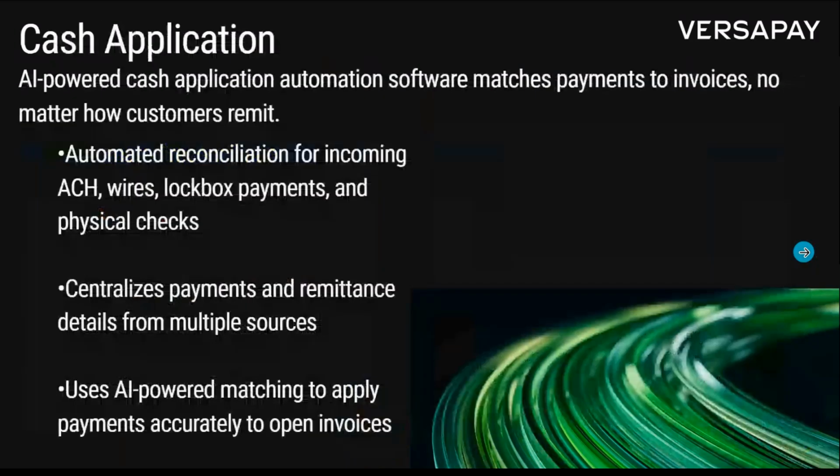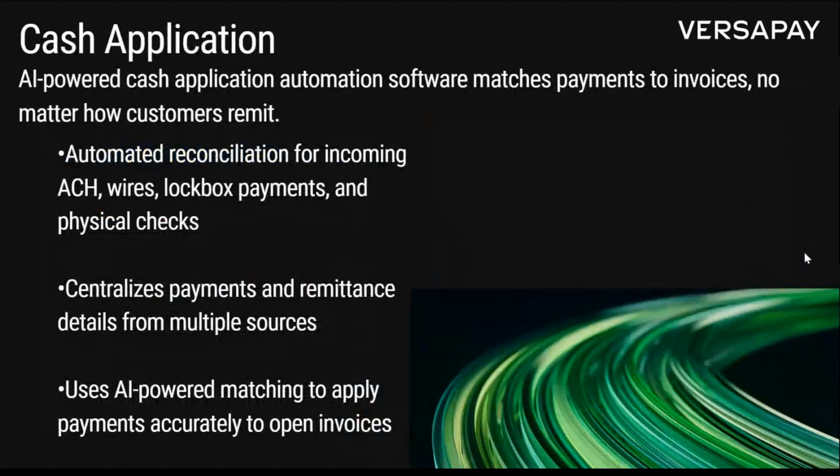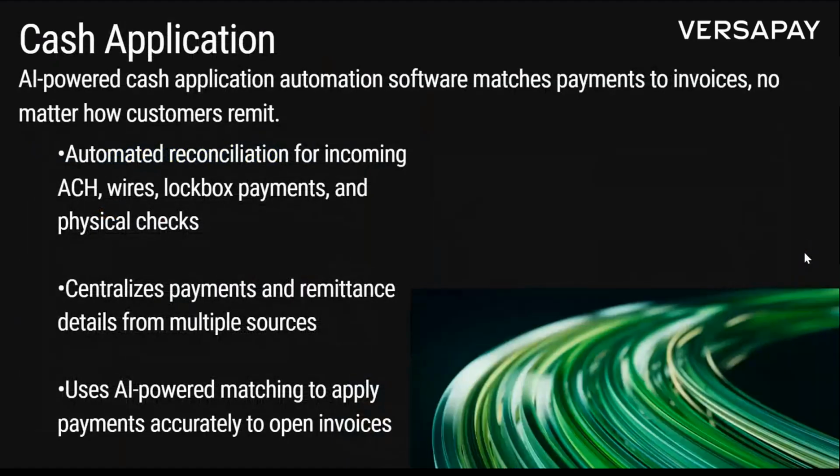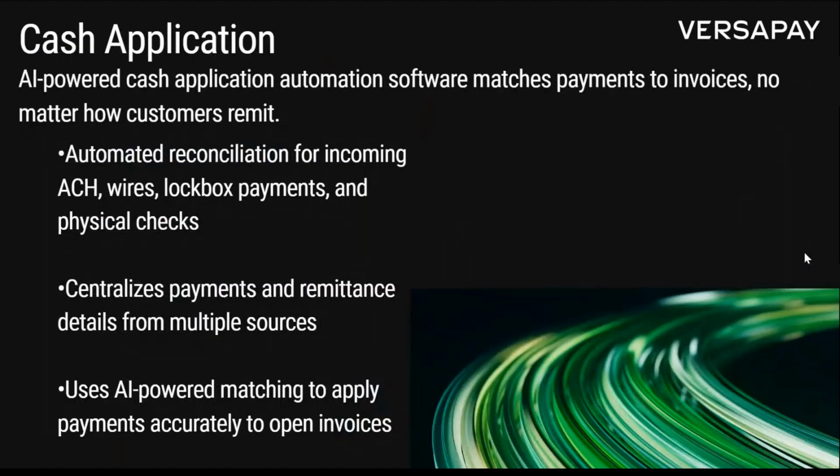And the last solution we have is our cash application solution. This is an AI-powered automation software that allows you to match payments to invoices, but it's for physical checks, wires, ACH being pushed to you, pretty much any payments made outside of the VersaPay platform. It comes out of the box with about an 85% match rate. The other 15%, it trains itself over time to get up into the 90s.